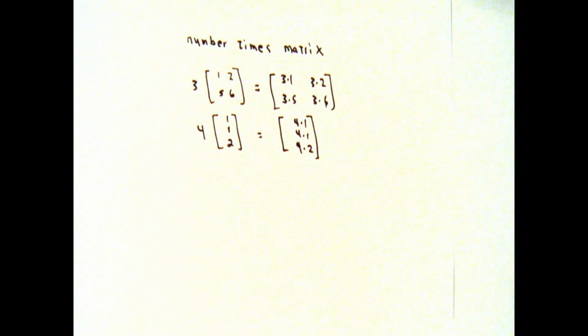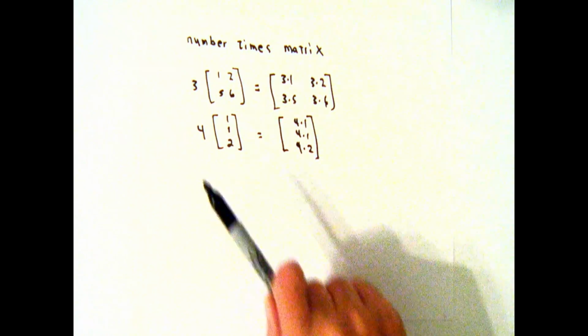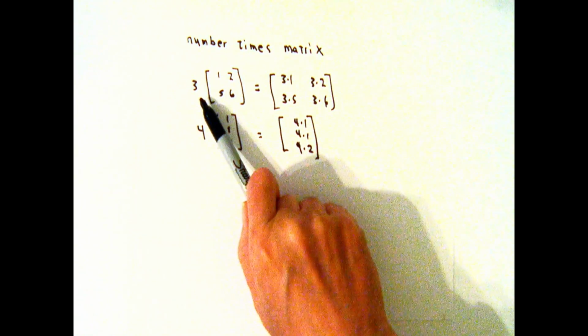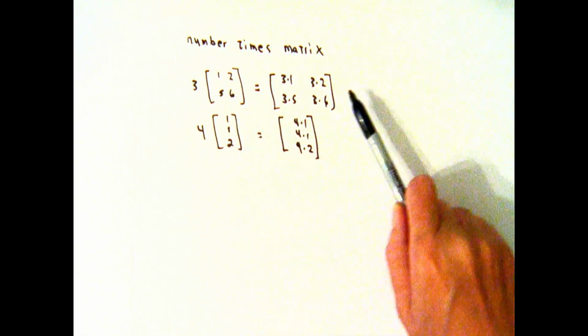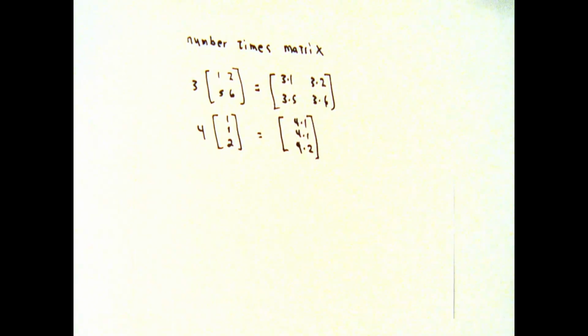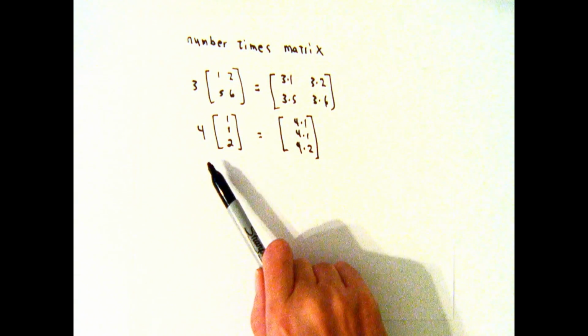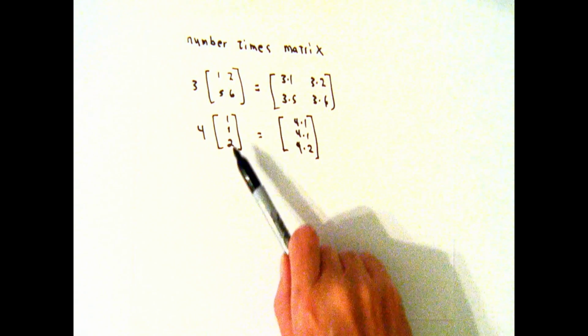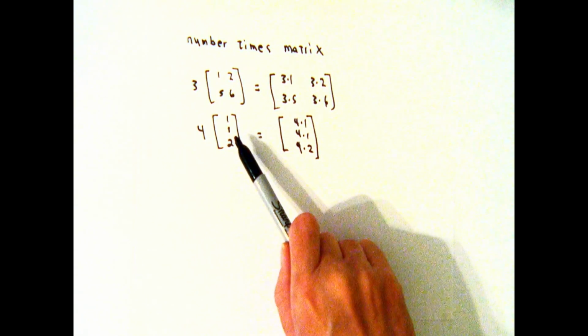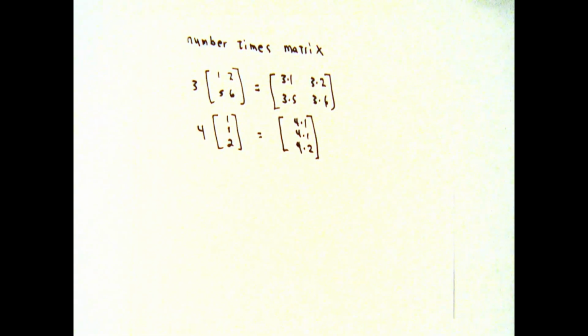All we're going to do is, if I have a number and I want to multiply it by a matrix, I'll simply take the number, 3 for instance here, and multiply the 1, 2, 5, and 6 by the 3. If I want to look at 4 times the column 1, 2, it'll be 4 times 1, 4 times 2. Again, I'm not interested in simplifying the arithmetic.